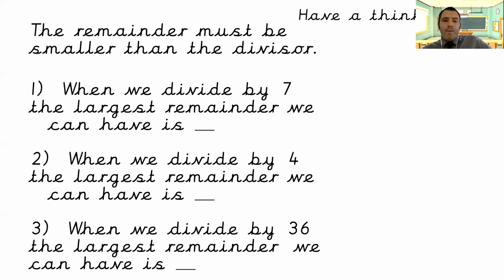Let's have a look. So reminding ourselves the remainder must be smaller than the divisor. So when we divide by 7, the largest remainder we can have is 6, because 6 is smaller than 7. When we divide by 4, the largest remainder we can have is 3. Again, 3 is the biggest number you can have that's not 4. When we divide by 36, the largest remainder you can have is 35.